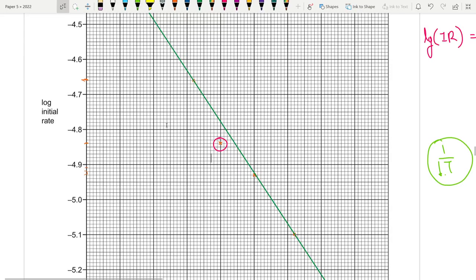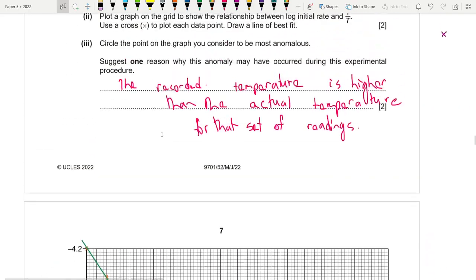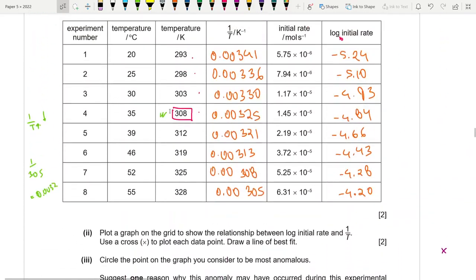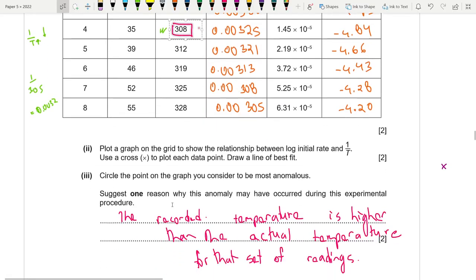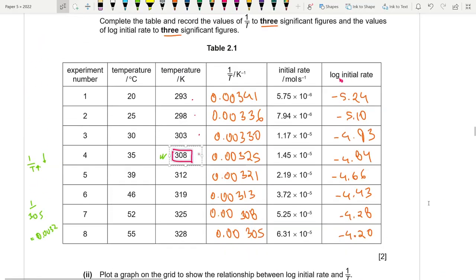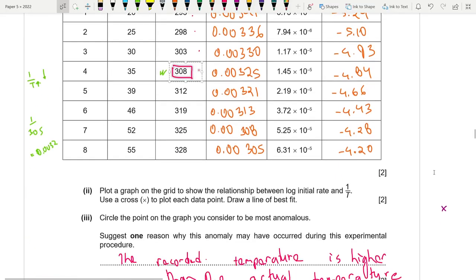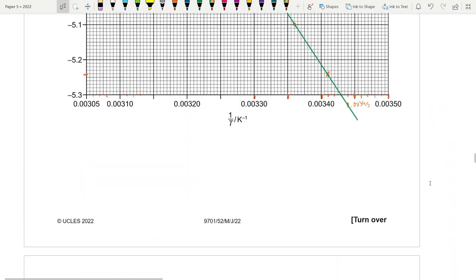So the temperature should have been lower to match it, but the recorded temperature was actually higher. We have recorded a higher temperature than the actual one. It should have been something like 305, but we have recorded it as 308. So the recorded temperature is higher than the actual temperature for that set of readings. That's the logic. So this was a mistake by the student performing the experiment. Okay, moving on.